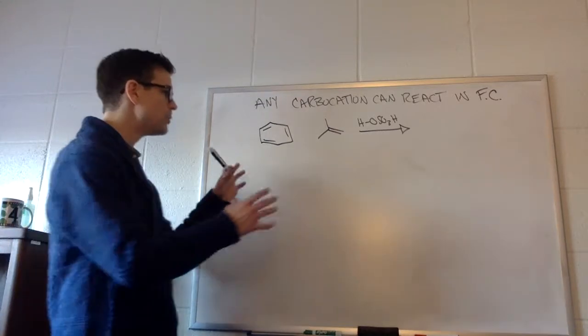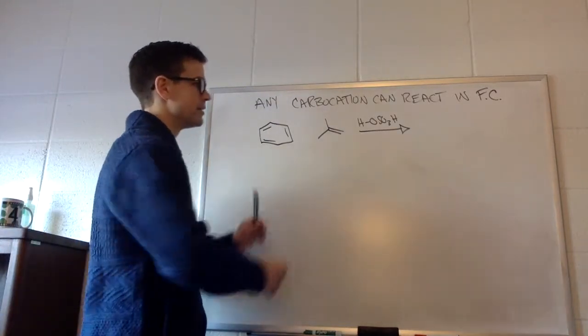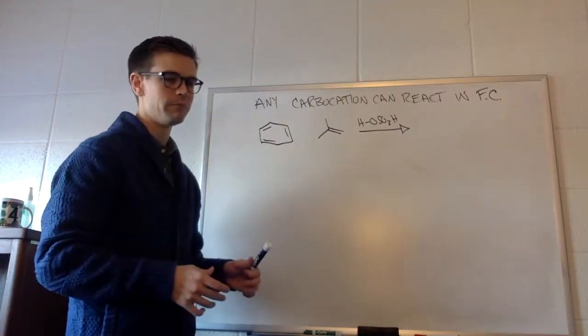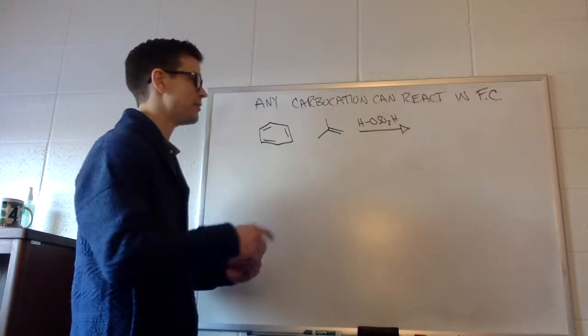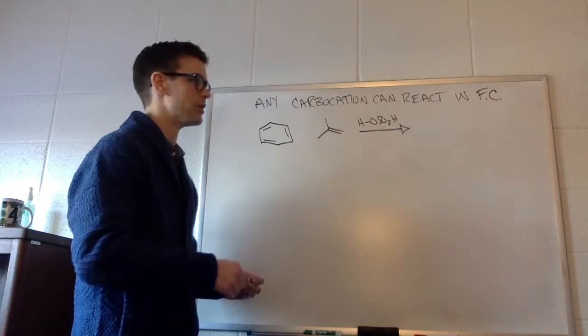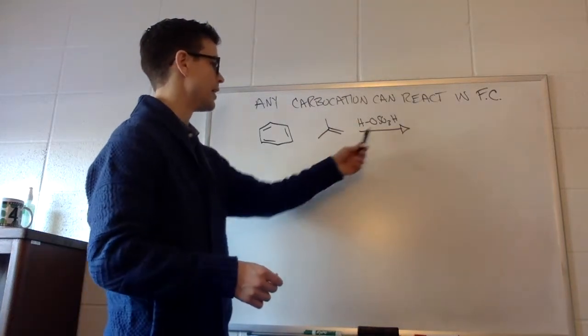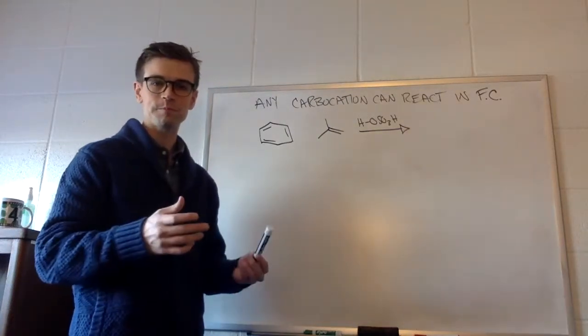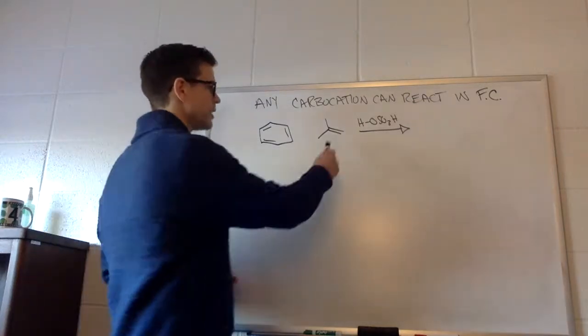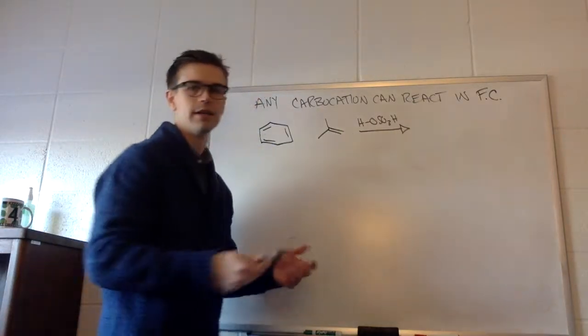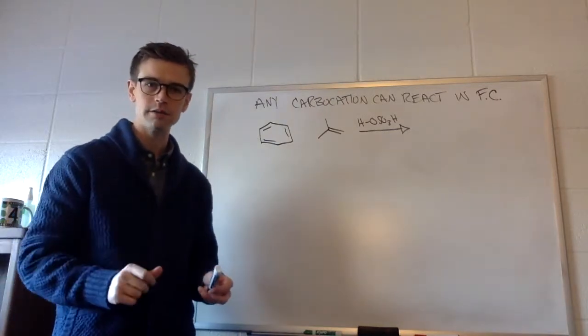So what you should be able to do is look at this and see that there is a carbocation that has been formed in previous chapters with this and that. And so go ahead and pause this for a second and try to predict how these two species would react to form a carbocation. Pause.